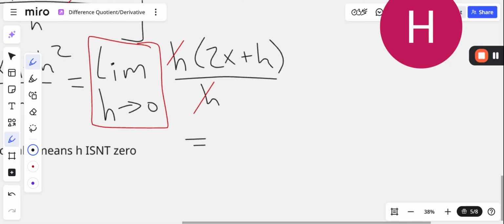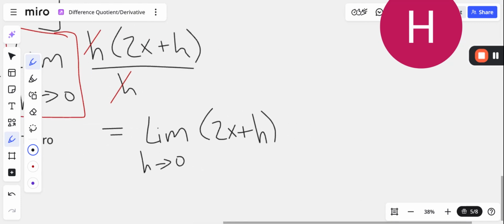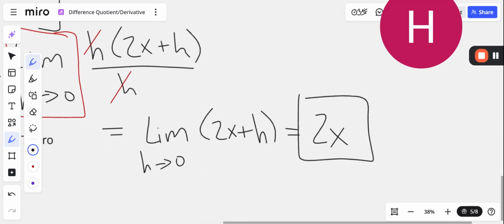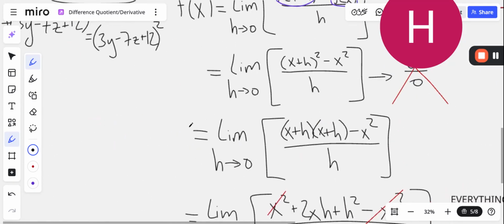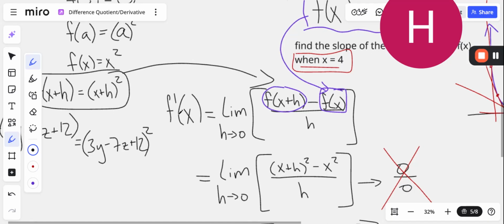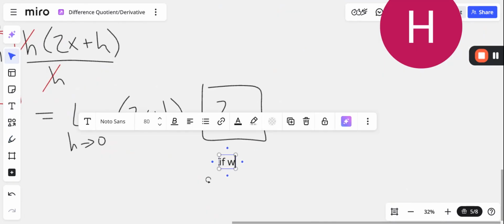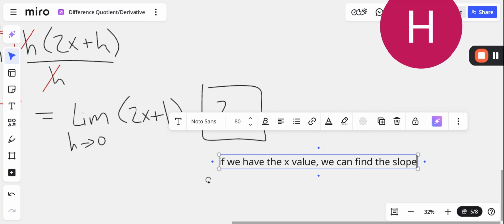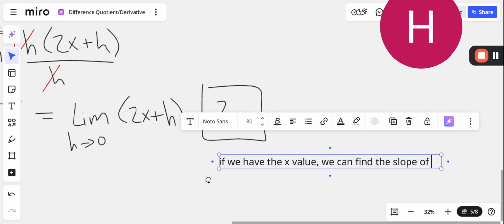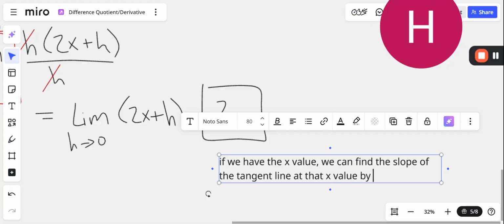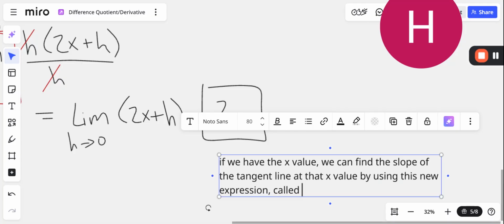So since we can cancel the h's, now we have limit as h goes to 0, 2x plus h. And now you can plug in h equals 0 with no issues. And we get 2x. What the heck does that even mean? So f prime, which represents what? It represents the slope of the tangent line, which we call the derivative. The slope of the function at a certain point is equal to 2x. So that means that if we have the x value, we can find the slope of the tangent line at that x value by using this new expression called the derivative.